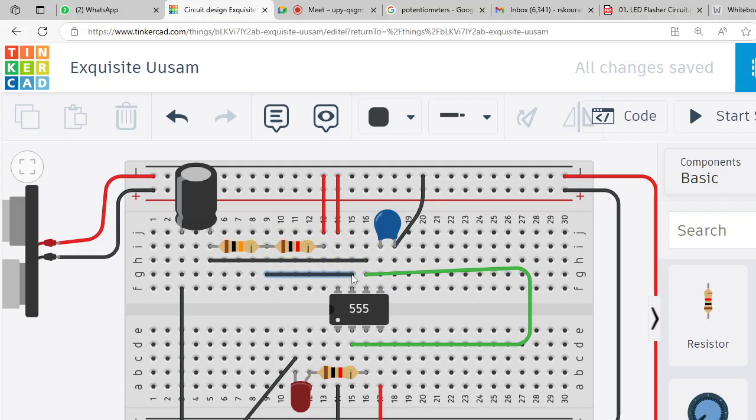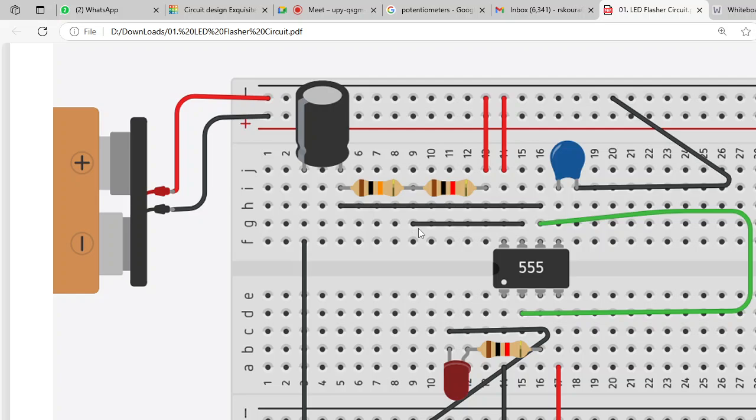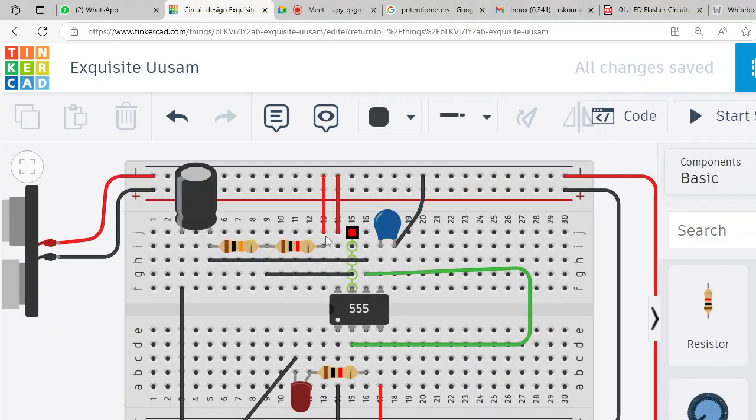From pin number 7 connected to the middle of that. Yes, connected to the middle of that. This is connected to pin number 6. This is connected to pin number 6.